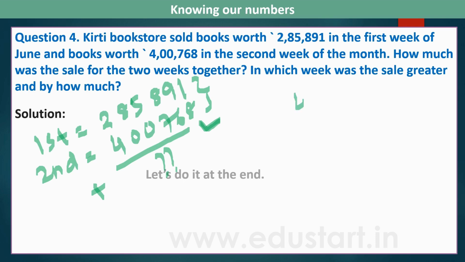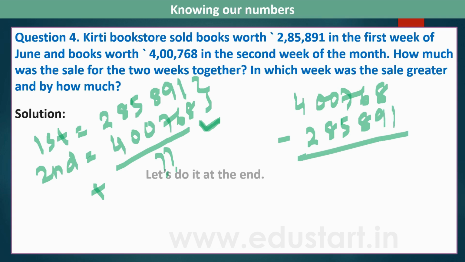So 4,768 minus 2,85,891. So what is the answer that is going to come? So that is the difference. So the total sale, and in which week the sale is greater, and by how much is the difference of these two sales numbers. Okay, so this is how you are going to calculate.